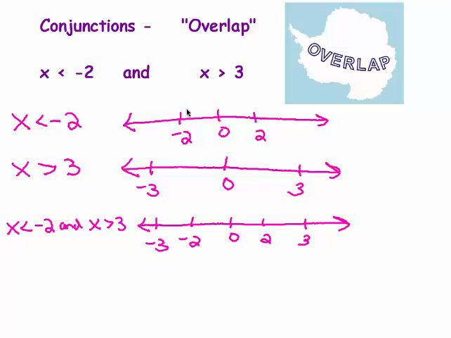So we graph them. X is less than -2. Open circle on -2, shaded to the left. X is greater than 3. Open circle on 3, shaded to the right. Now we're looking, where do these graphs overlap? They don't. So this is a no solution graph.